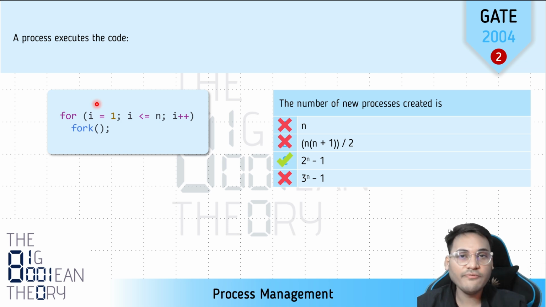So if you have n fork statements, then the total number of child processes that will be created will be 2 to the power n minus 1. Or you can also say the total number of times the fork system call will be invoked is 2 raised to the power n minus 1, right?